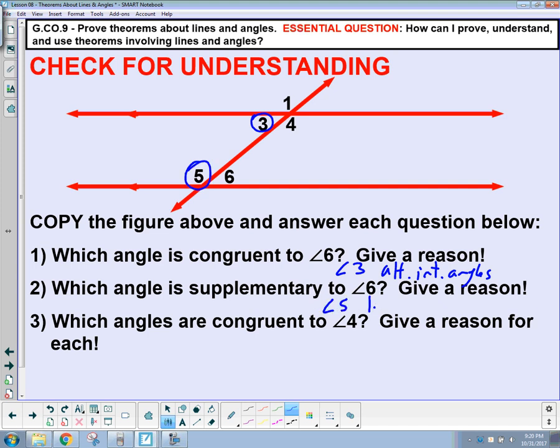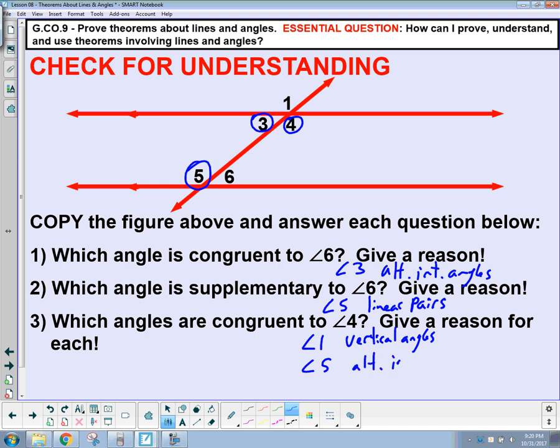And which angles are congruent to angle 4? We're going to say angle 1 because of vertical angles. And we're going to say angle 5 because of, again, alternate interior angles. And I'm sorry I'm shorthanding this.